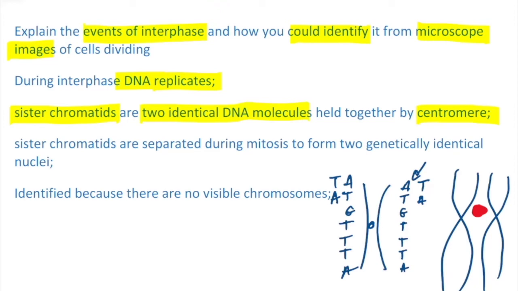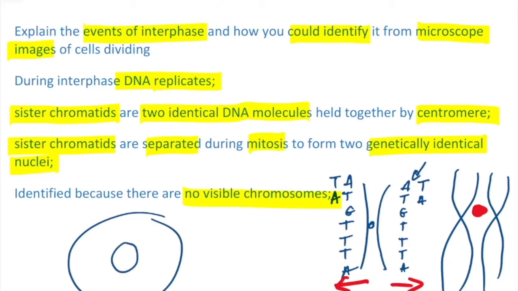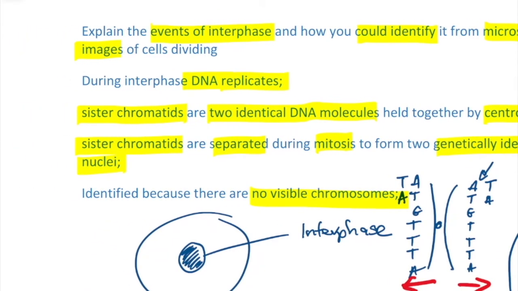So the sister chromatids are what are going to be separated in mitosis to form 2 genetically identical nuclei. Later on, when we pull these apart and put 1 copy into each, then each cell will have the same chromosomes with the same code. How can we identify it? Well, there are no visible chromosomes. So if we zoom in on a cell, and what we see is just a dark dot, then it's in interphase. As soon as we see any kind of lines, then we're in mitosis.